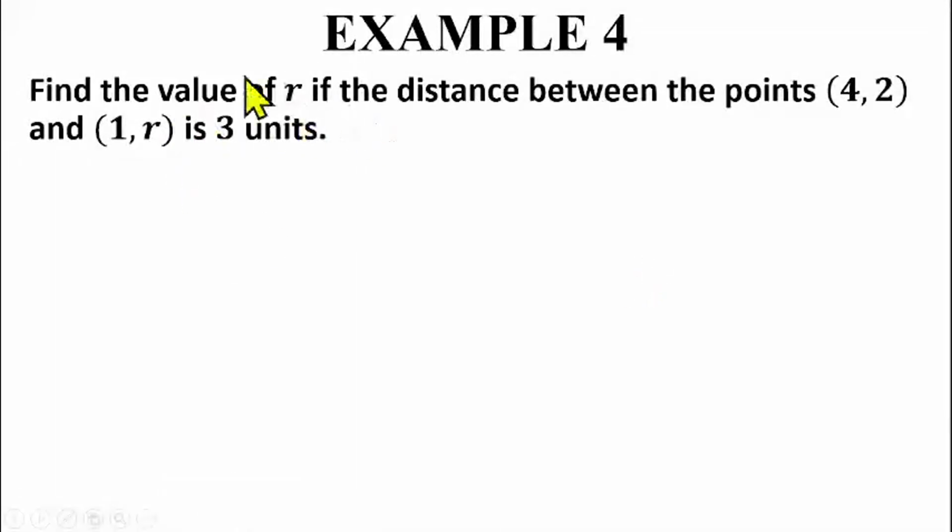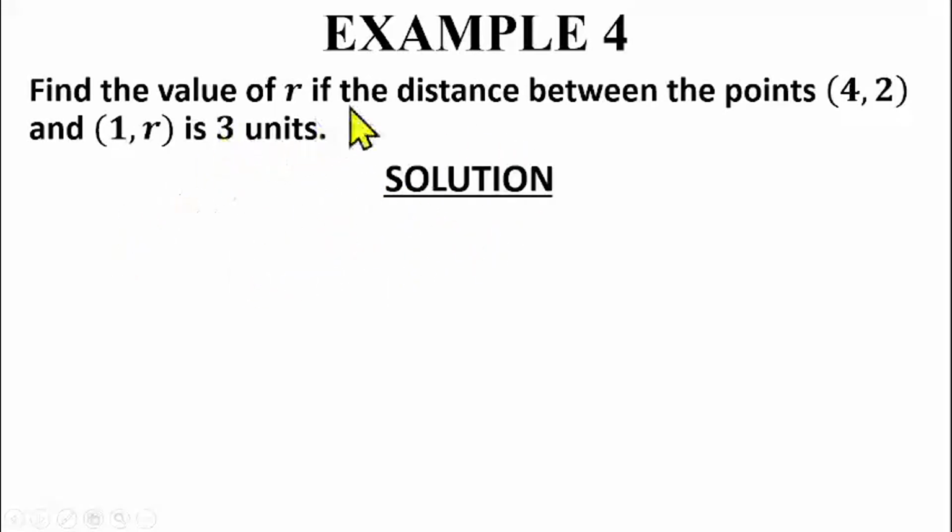Now this question is an indirect question. We have to find the value of r if the distance between this point and this point is 3 units. This is an indirect question, and this kind of question could be given in a JAMB question. For those that are writing JAMB, it's still similar to what you have been doing so far. So let's see the solution.